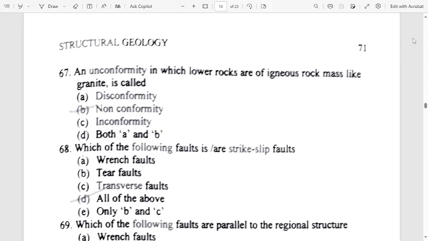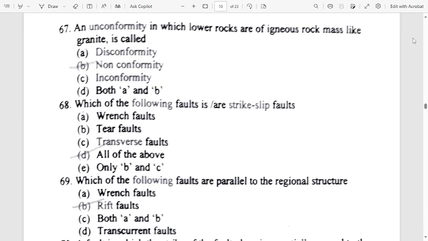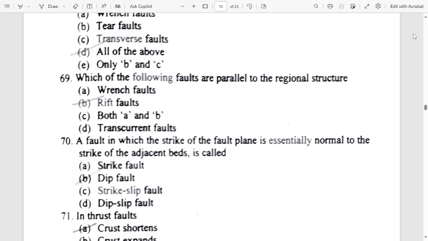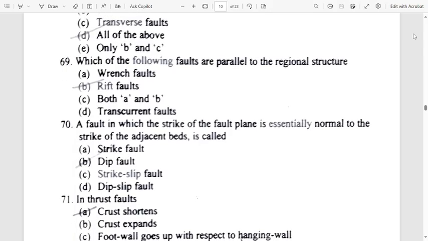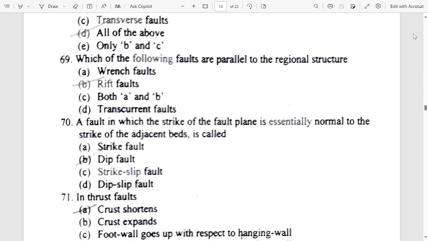Which of the following faults is or are strike slip faults? Branch faults, tear faults, transverse faults, all of these are strike slip faults. Which of the following faults are parallel to the regional structure? Strike faults. A fault in which the strike of the fault plane is essentially normal to the strike of the adjacent beds is called dip fault.